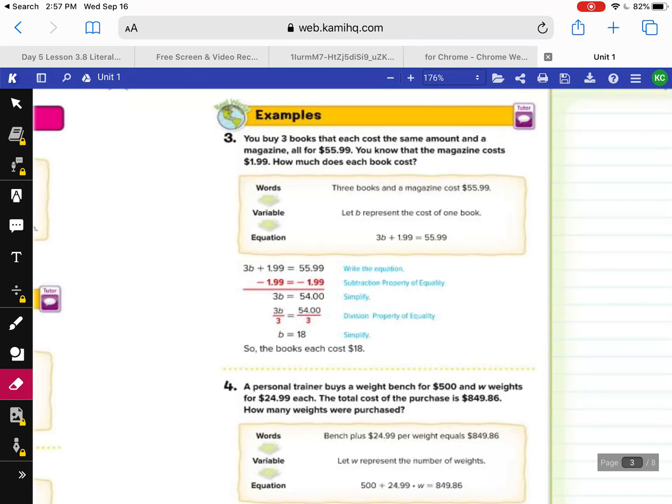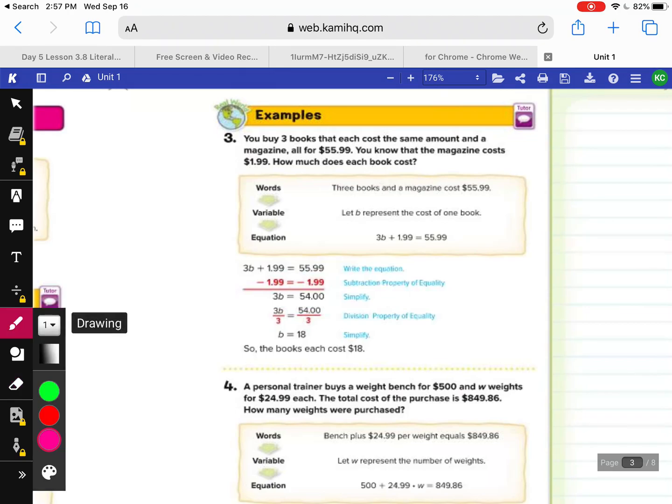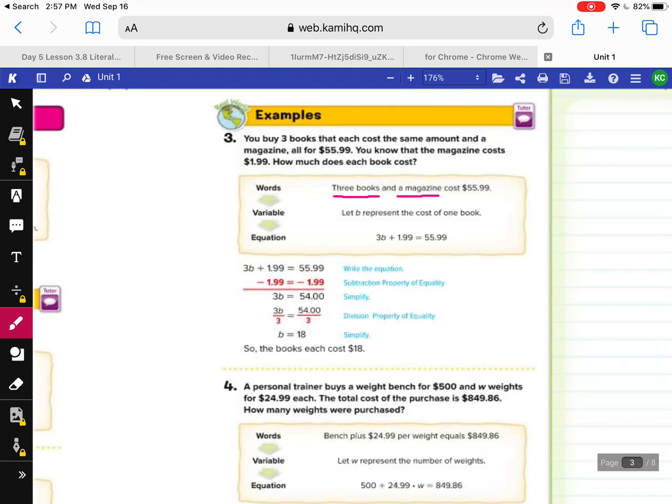Okay, so the words, what do we know? We know that we want to purchase 3 books and a magazine. That and tells you that you are combining the cost of the 2 different things, books and magazines. And that total cost is $55.99.